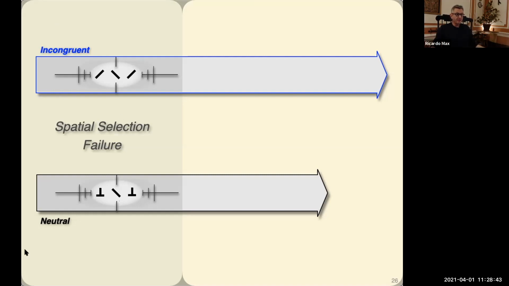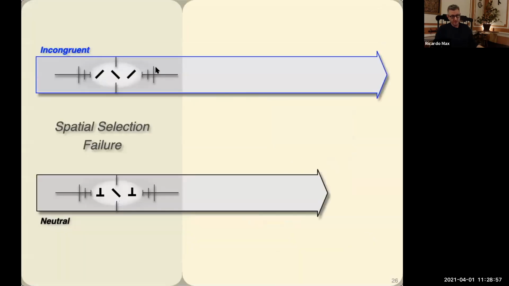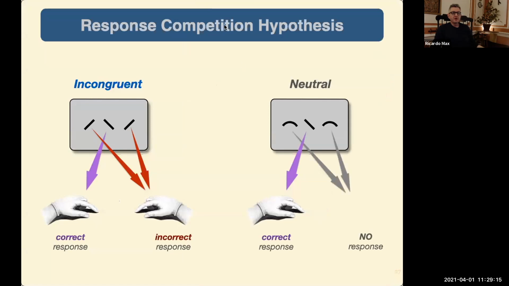The first is that spatial selection is for some reason intrinsically, structurally unable to select the target. And because it cannot, and we suppose it takes the same time to fail, all this information is collected, and after the information is collected, it must be processed and then sent to the hand. So then the response competition hypothesis enters and explains why incongruent displays render longer reaction times.